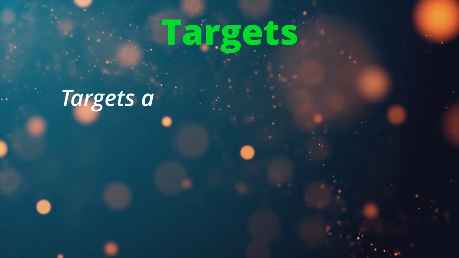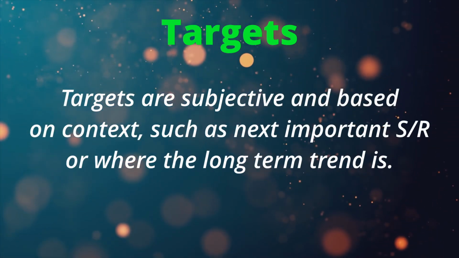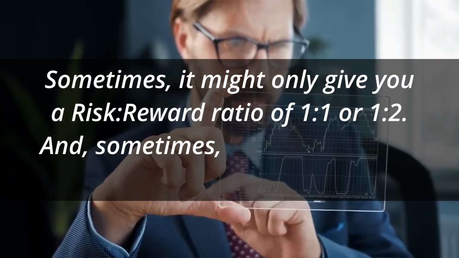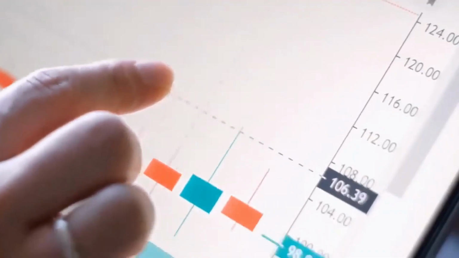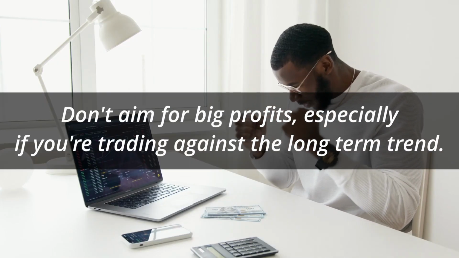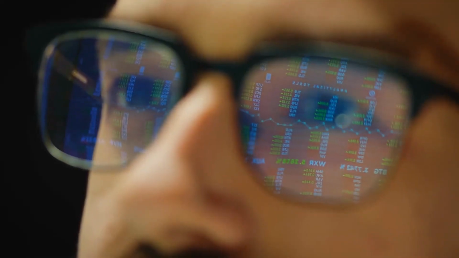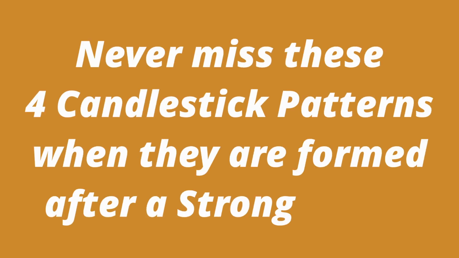Targets. Targets are subjective and based on context, such as the next important support or resistance level and where the long-term trend is. Sometimes, it might only give you a risk-to-reward ratio of 1:1 or 1:2, and sometimes you might get big rewards such as 1:20. You will get huge wins sometimes. However, don't expect them every time. Do not aim for big profits, especially if you're trading against the long-term trend. Conclusively, I would like to say that if you see a strong trend, wait and watch. If a hammer, a shooting star, a dragonfly doji, or a shooting star doji is formed, smile and strike because the iron is hot. Never miss these 4 candlestick patterns when they are formed after a strong trend.